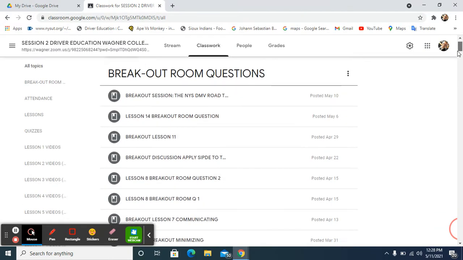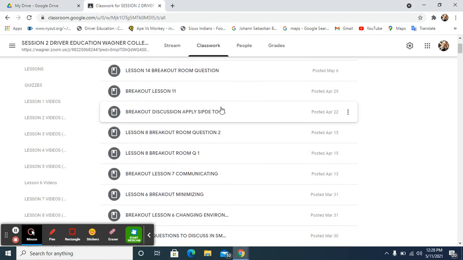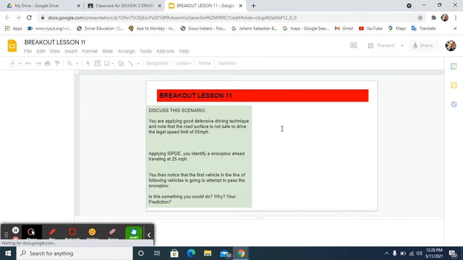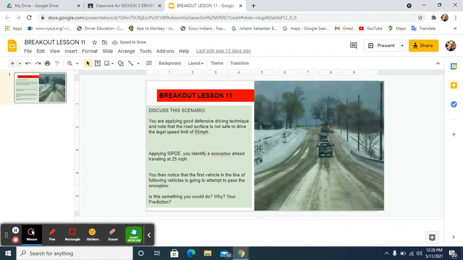Okay, so just to kind of take a look at what one of these would look like. A breakout room discussion is usually at the beginning. Let's take a look at one of these, for example. A breakout room discussion would present the students with a situation and have them review the situation and decide how they would proceed in a situation similar to this.